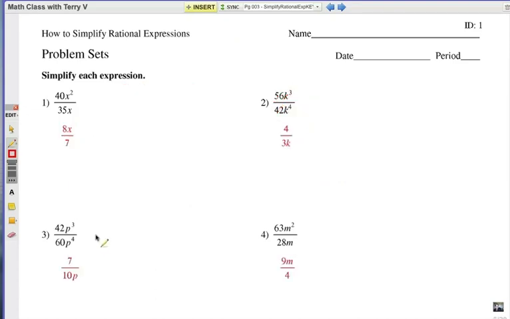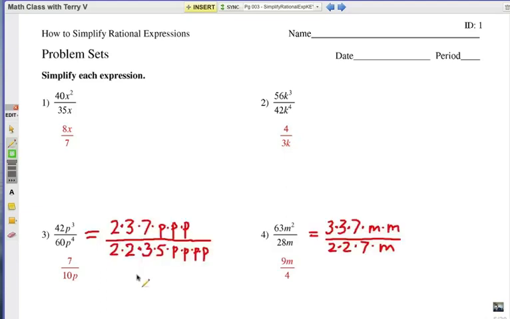Alright, numbers 3 and 4, check your answer. And let me show you why those answers are correct. So the first step is to factor top and bottom of those expressions out, and that's what we have here. And then we want to cancel our common factors. So in the case of number 3, we got a pair of 2's that can go, a pair of 3's that can go, and 3 sets of p's on the top and the bottom. Alright, so we multiply back and simplify what's left. 7 on the top, 2 times 5 times p is 10p on the bottom. 7 over 10p. Hope you did okay on that.